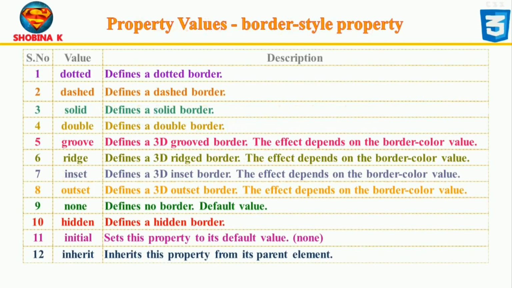Dotted specifies the dotted border. So the border looks like a series of dots. Dashed is used to define the dashed border and it is a series of short lines. Solid specifies a solid border. The border looks like a single solid line. Double is used to define two borders with same border width value. So the border has two solid lines.